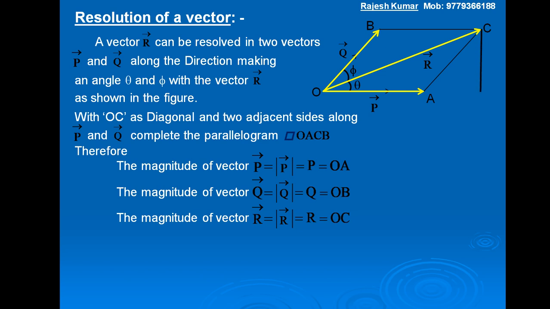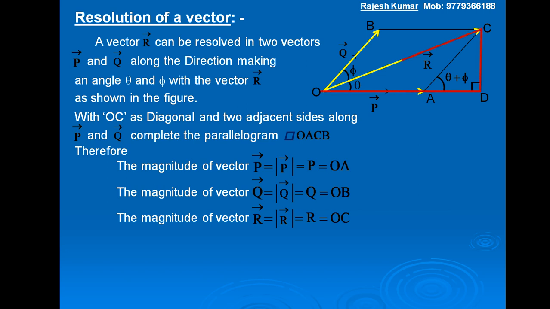Now from point C, draw CD perpendicular on OA, which produces OA at D. So CD is perpendicular to OD, or CD is perpendicular to AD. Now in parallelogram OACB, OB is parallel to AC, therefore angle CAD is equal to angle theta plus phi. These are the corresponding angles.